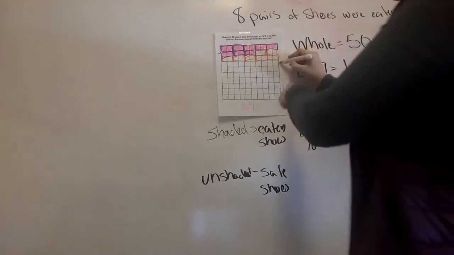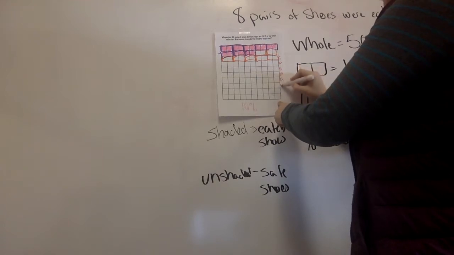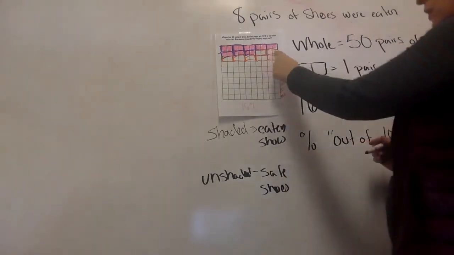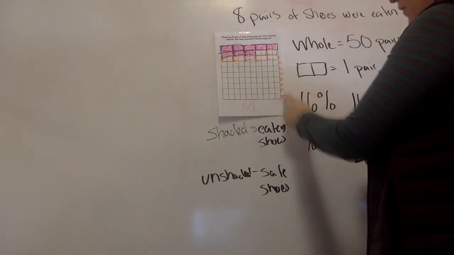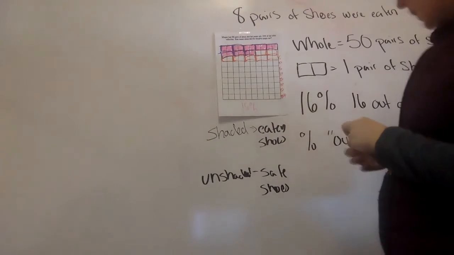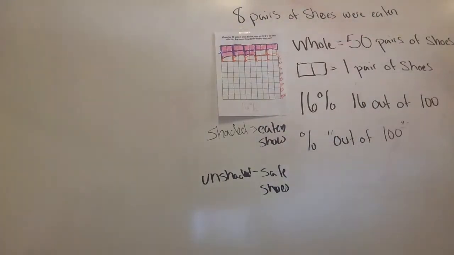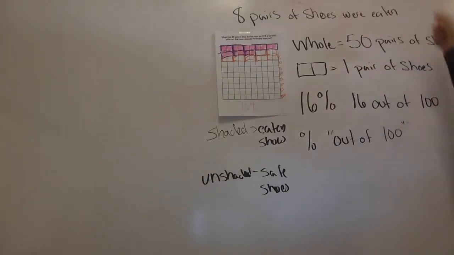So 5 pairs of shoes, then I'll have 5 more for 10, 15, 20, 25, 30, 35, 40 pairs of shoes, and then don't forget these 2 little shoes here. So altogether, 5, 10, 15, 20, 25, 30, 35, 40, 41, 42. So 42 pairs of shoes were not eaten. 8 pairs of shoes were eaten, 42 were not eaten. That makes sense because altogether I knew I had 50 shoes, and 8 plus 42 is 50. Okay?